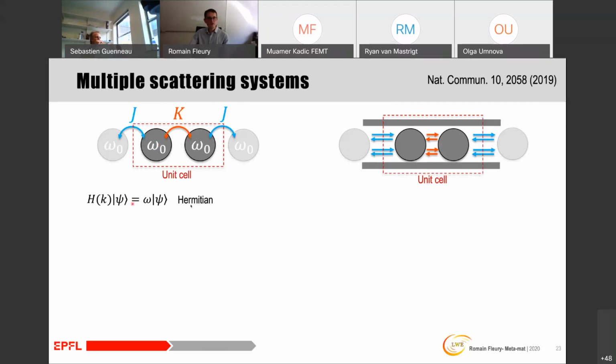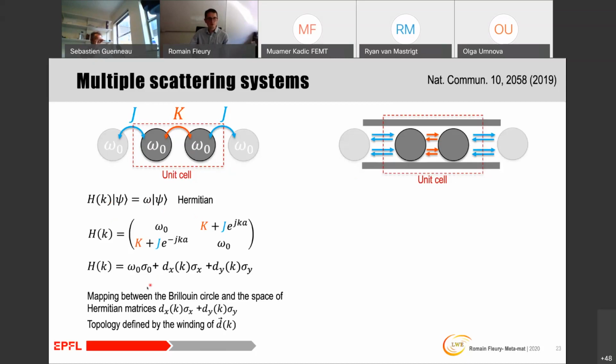So the way we did it is we look at this Hermitian eigenvalue problem. I just summarized what we just saw. We have a matrix that's Hermitian, and the topology is defined from the mapping between the Brillouin circle and the space of Hermitian matrices, dx sigma x plus dy sigma y, and we saw that the topology is defined by the winding number of d of k. This we know very well. But the problem is, in this case, we don't have that.